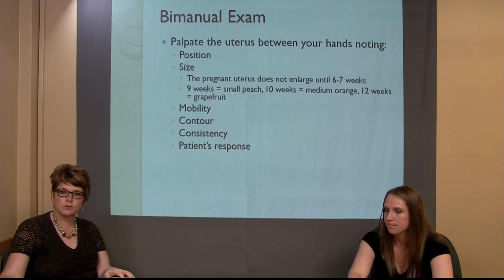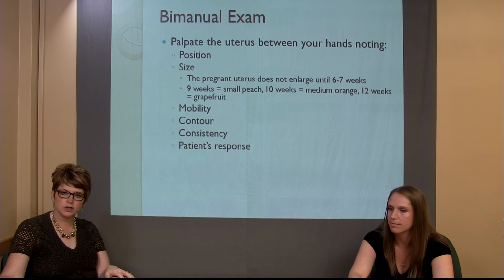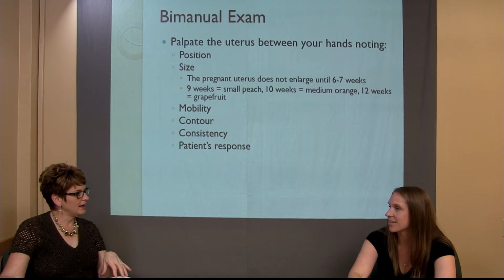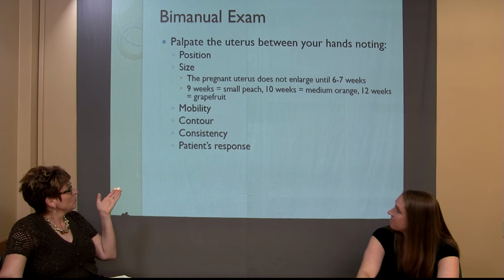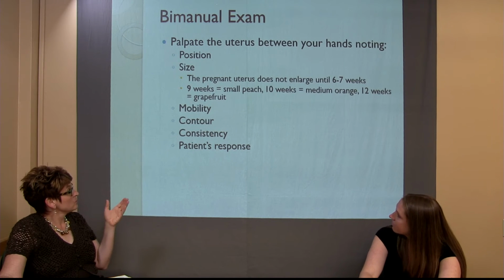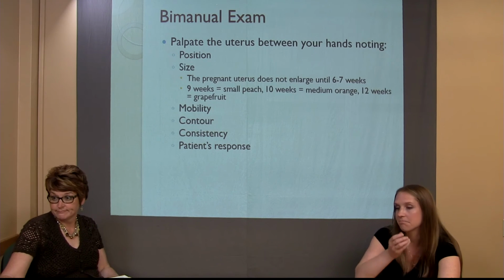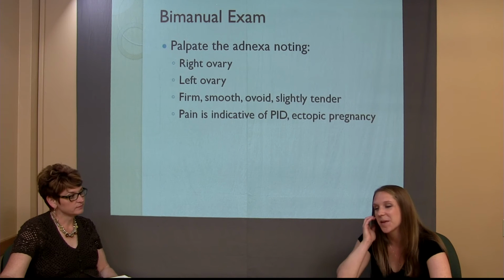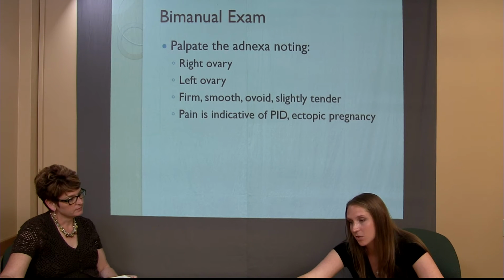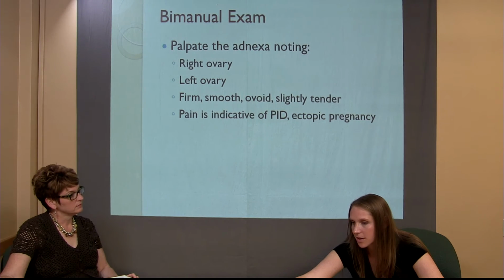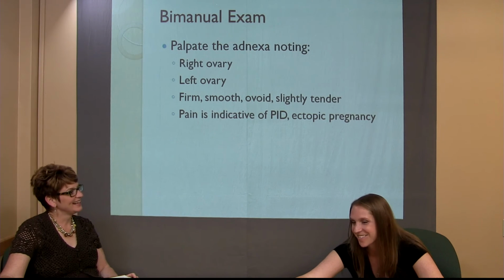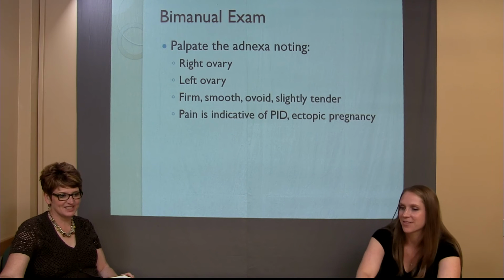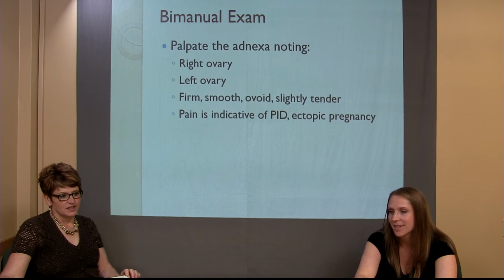For whatever reason, when we talk about the pregnant uterus, we do it in terms of fruit. I don't know why. But all kinds of things. About 9 weeks is a peach, 10 weeks is an orange, 12 weeks is a grapefruit. I remember when I was 16 weeks, you're an avocado, and I had a little picture with my avocado. At 16 weeks gestation. I think that's what it was, 16.